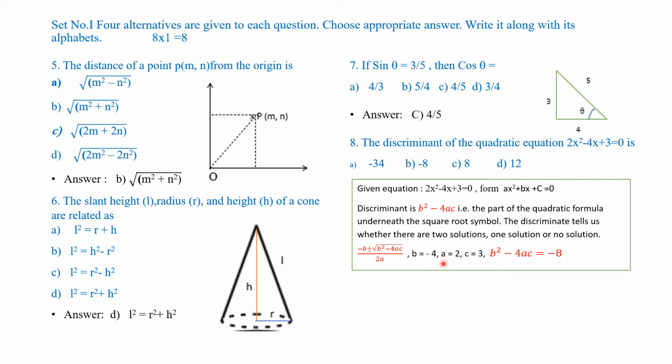Therefore, putting the values b is equal to minus 4, a is equal to 2 and c is equal to 3, we get minus 4 whole square is 16, minus 4 into a which is 2 and c which is 3, that is 24. 16 minus 24 is minus 8. This is the answer. The discriminant is minus 8. So that is set number 1 and we will solve set number 2.